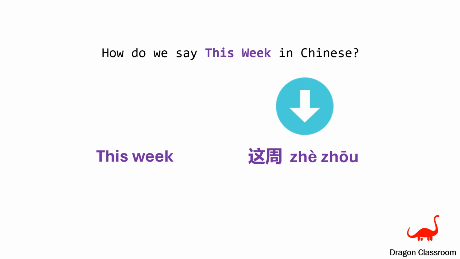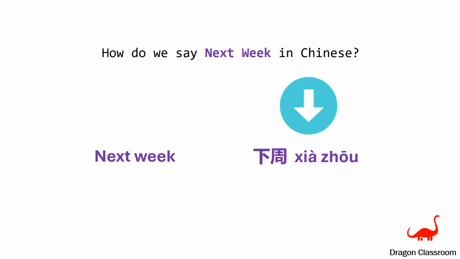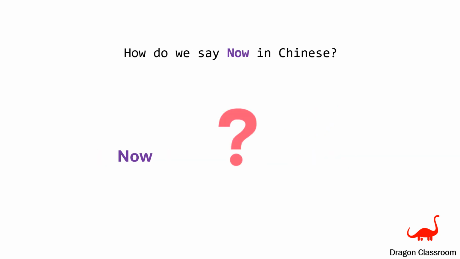How do we say next week in Chinese? Next week is 下周. Next week is 下周. How do we say now in Chinese?